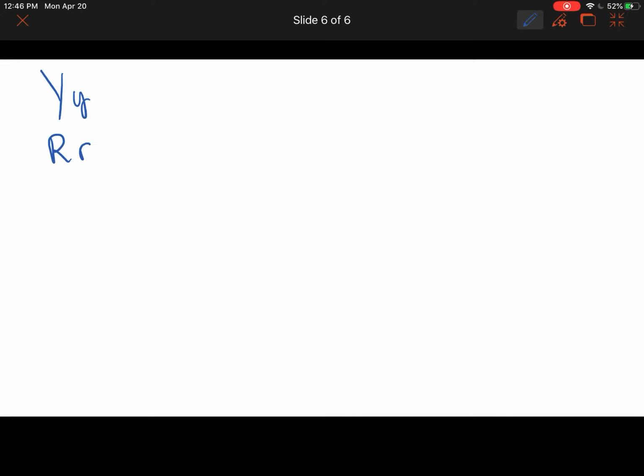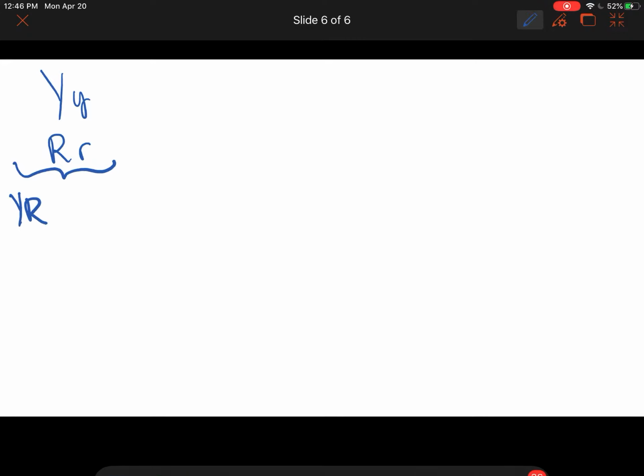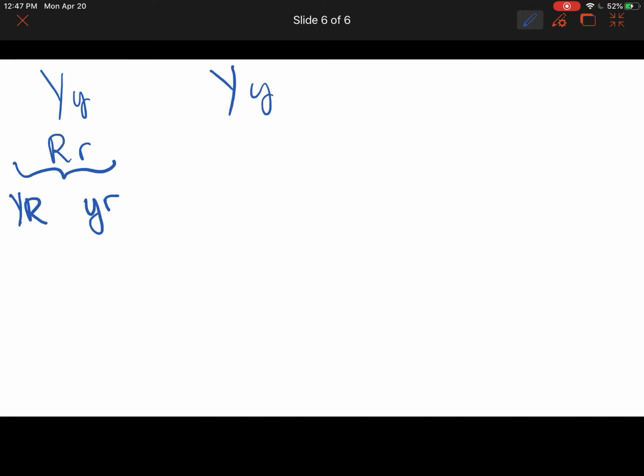Okay, well, I want to draw it like this for just a minute. Okay, our Ys are on a homologous pair of chromosomes. Our Rs are on a homologous pair of chromosomes. So, if during metaphase 1 our homologous chromosomes lined up like this, then we would get gametes that have the big Y and big R, and gametes that have the little y and the little r.